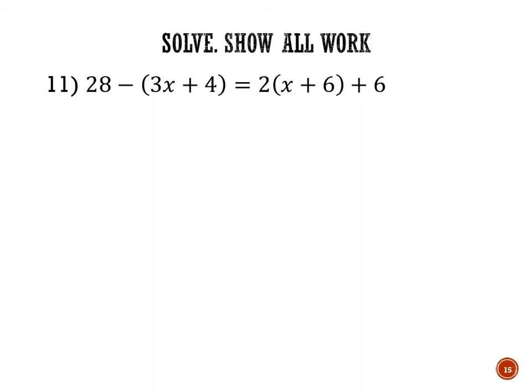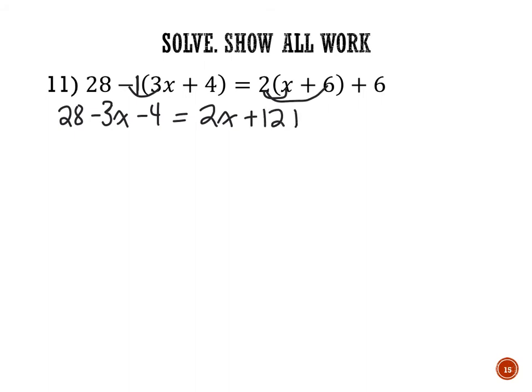Number 11. Solve, show all work. 28 minus 3x plus 4 equals 2 times x plus 6 plus 6. I'm going to distribute first. I have a coefficient here of negative 1, so I'm going to distribute my negative 1 into my parentheses. So I have 28. Then negative 1 times 3x gives me negative 3x. Negative 1 times positive 4 gives me negative 4, equals 2 times x is 2x. 2 times 6 is 12 plus 6.